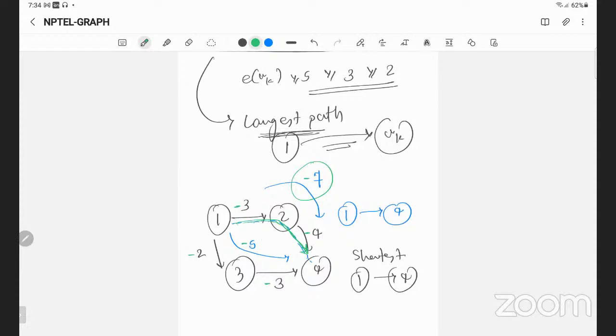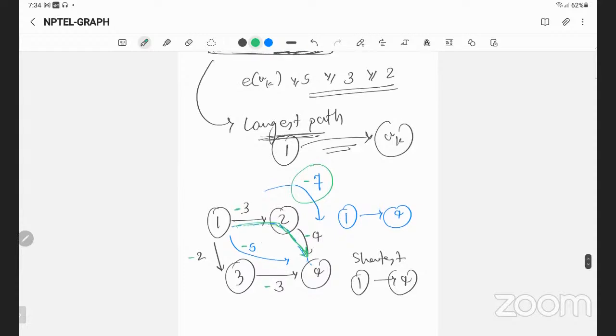So if we now find the shortest path in this graph, it will give me the tightest bound on vertex 4. So just to convert this longest path problem to a shortest path problem, we will negate all the edge weights. So if there is weight 5, we will put -5. If there is weight -6, we will put 6. So you just need to negate all the edge weights and the problem will become a shortest path problem.